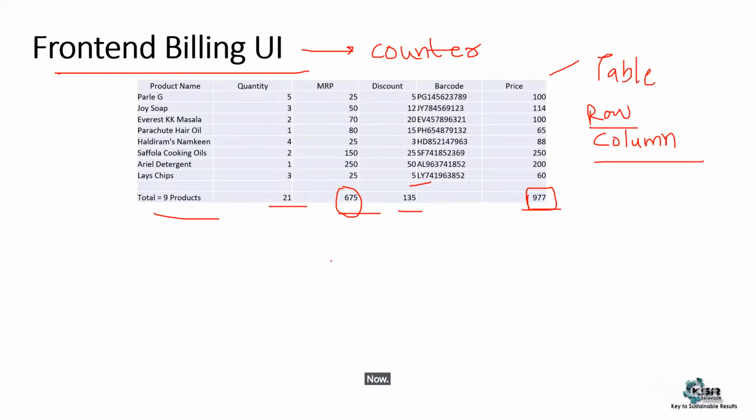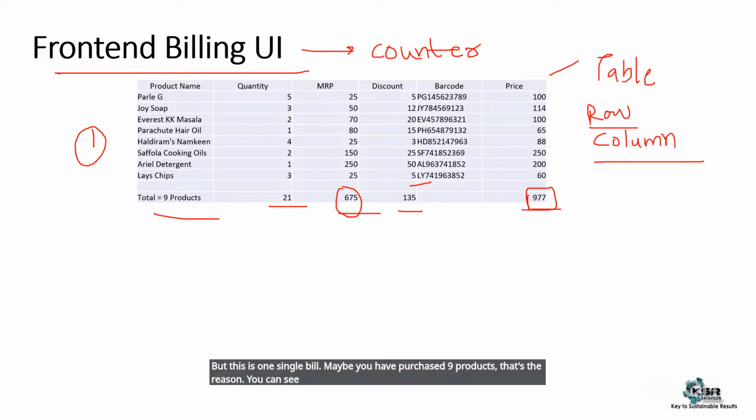Now, let's suppose the information is stored in this table. I want to check what kind of information is there. Now, this is a bill, we can easily see, but this is one single bill. Maybe you have purchased 9 products. That's the reason you can see all the information of products.